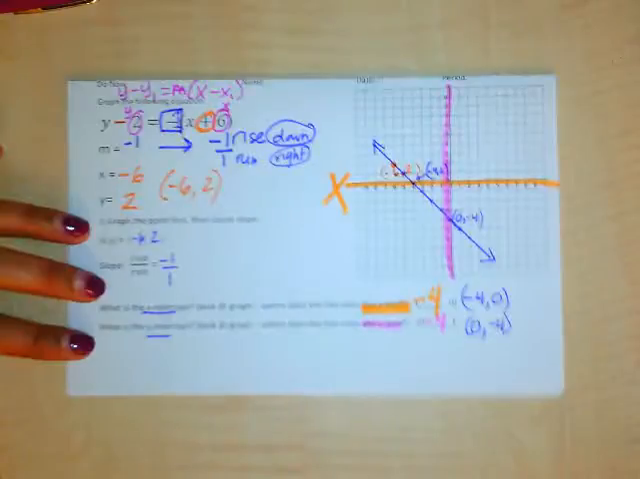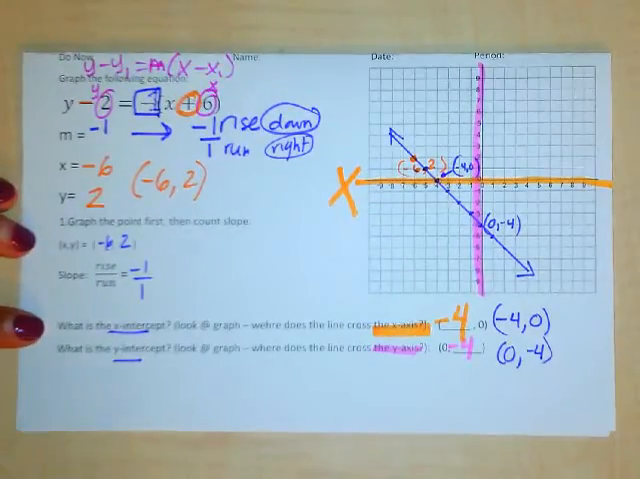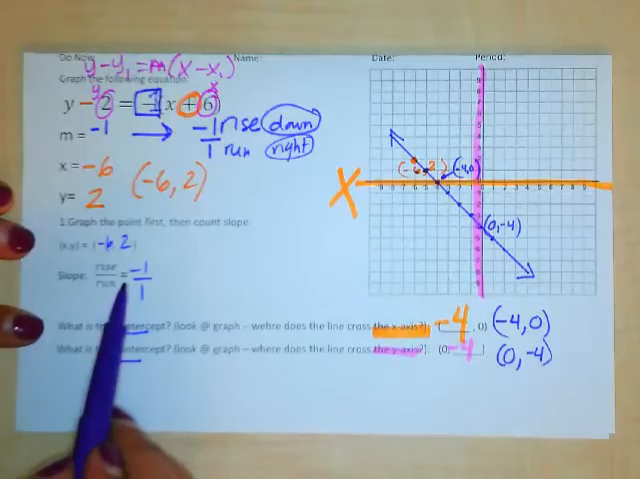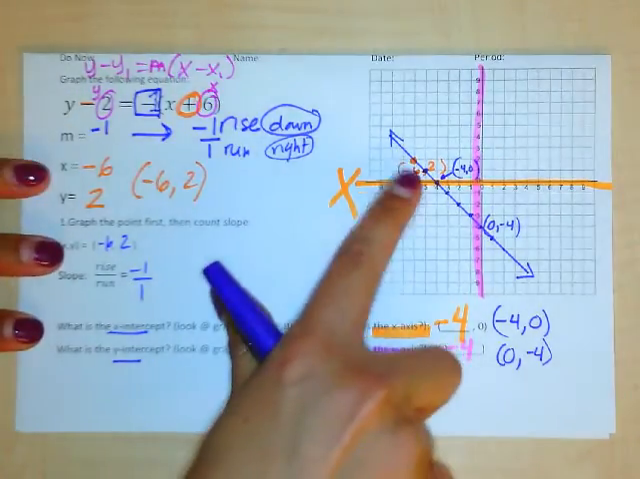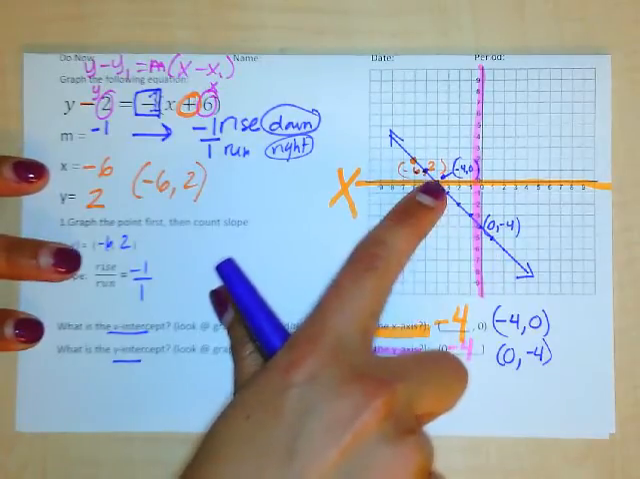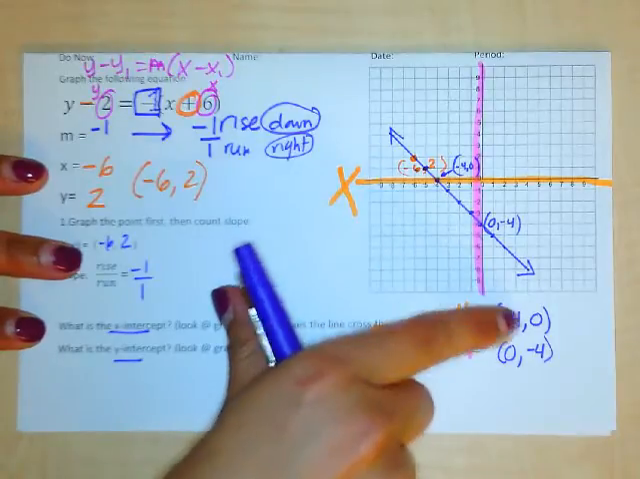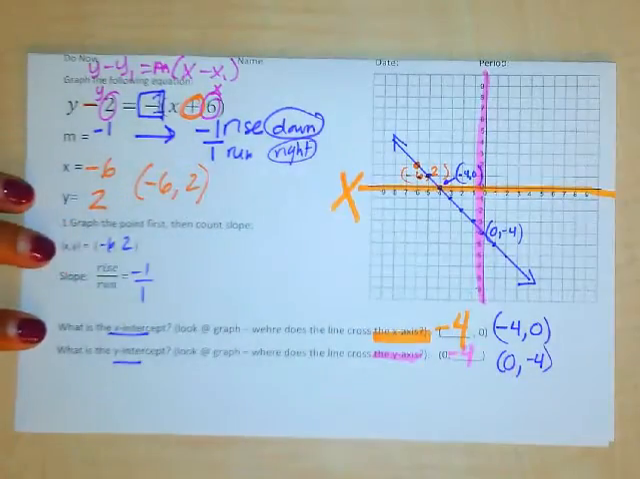Okay, please make sure that you're able to do that. That you're able to extract the point, that you're able to know how to get the slope and how to count the slope, and then how to visually, once you see the graph, how to visually identify where it crosses the x and where it crosses the y to get your x and y intercepts.